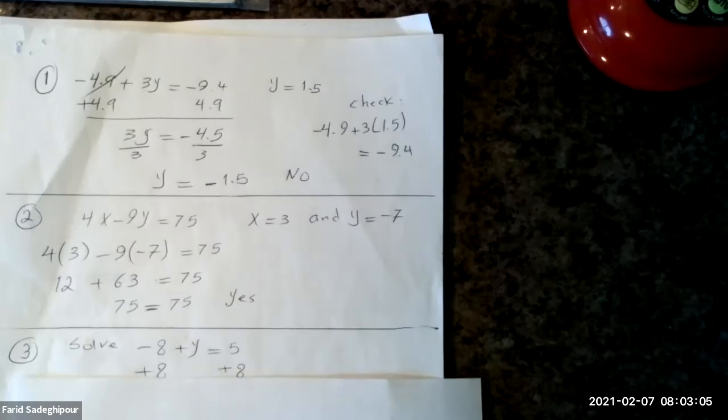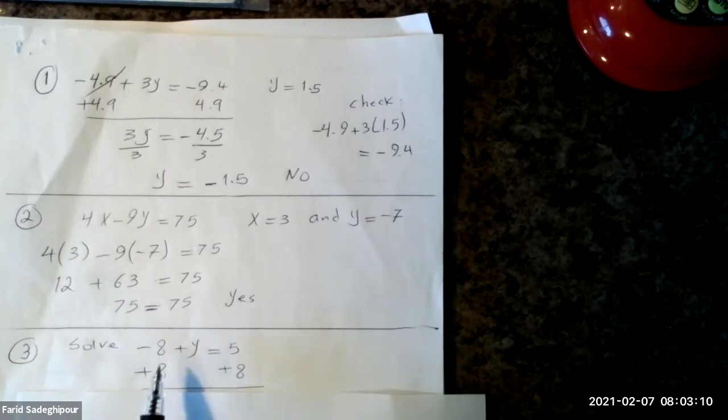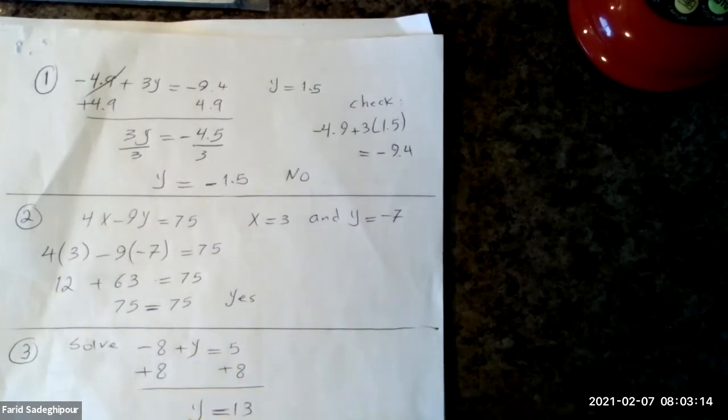Number 3, we just want to solve it. So how do we solve it? To isolate y, you want to move negative 8 to the other side. So you put positive 8 on both sides.